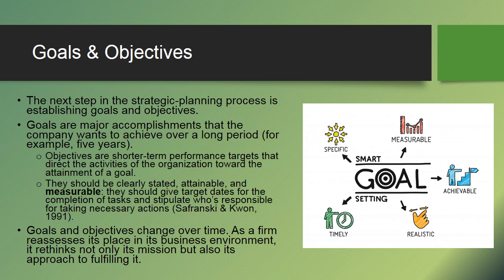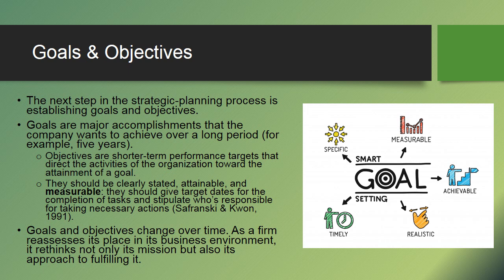Moving on to goals and objectives. Goals are major accomplishments that the company wants to achieve over a long period, for example, 5 years. Objectives are shorter-term performance targets that direct the activities of the organization toward the attainment of a goal. They should be clearly stated, attainable, and measurable.